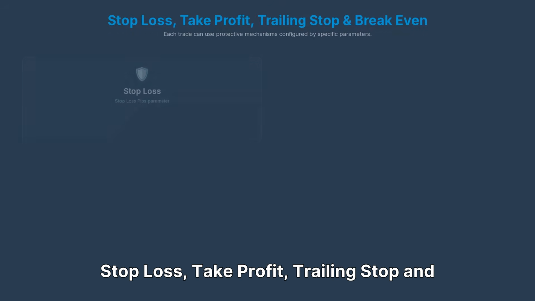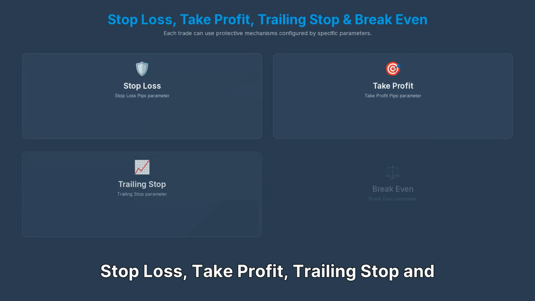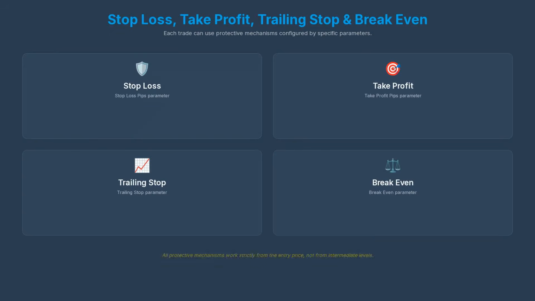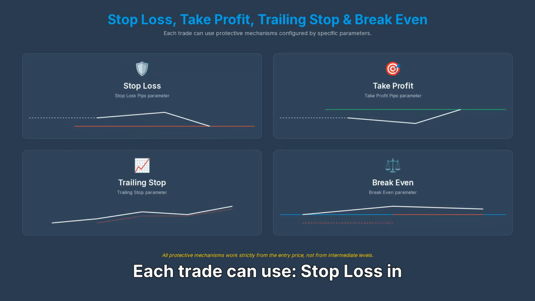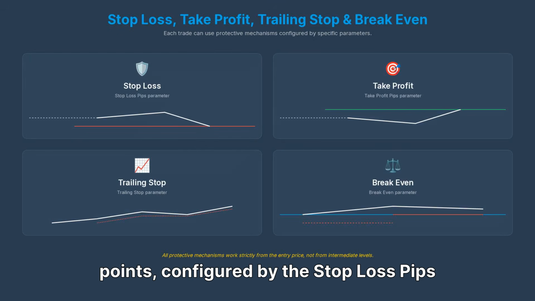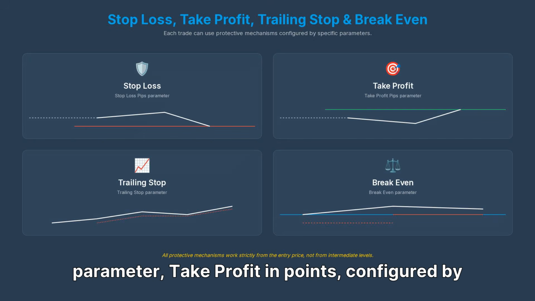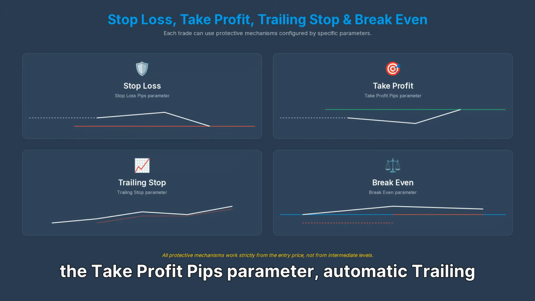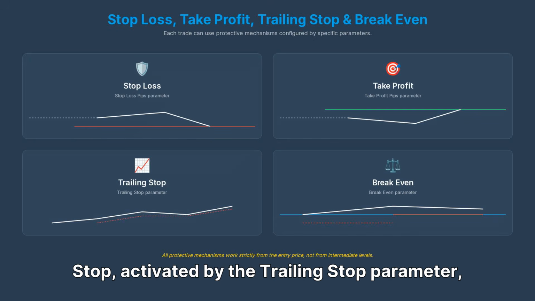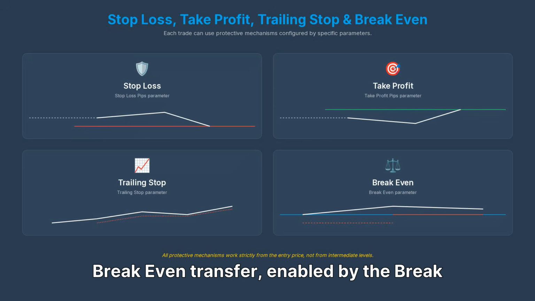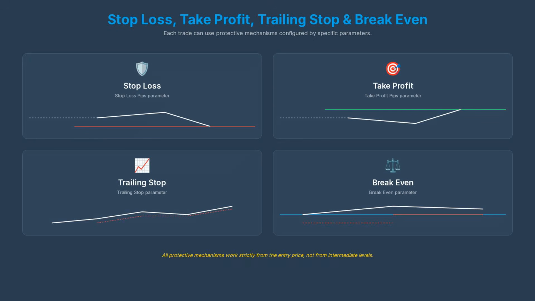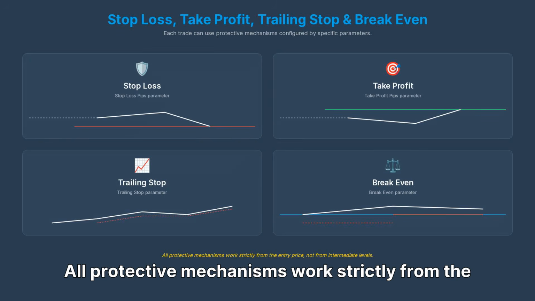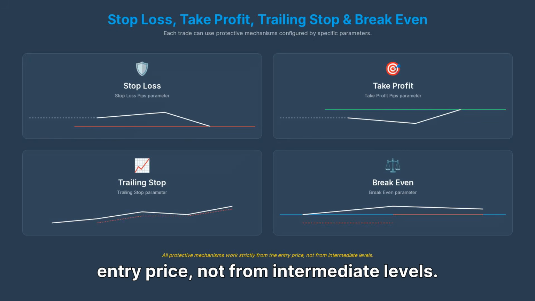Stop loss, take profit, trailing stop and break even. Each trade can use stop loss in points, configured by the stop loss pips parameter. Take profit in points, configured by the take profit pips parameter. Automatic trailing stop, activated by the trailing stop parameter. Break-even transfer, enabled by the break-even parameter. All protective mechanisms work strictly from the entry price, not from intermediate levels.